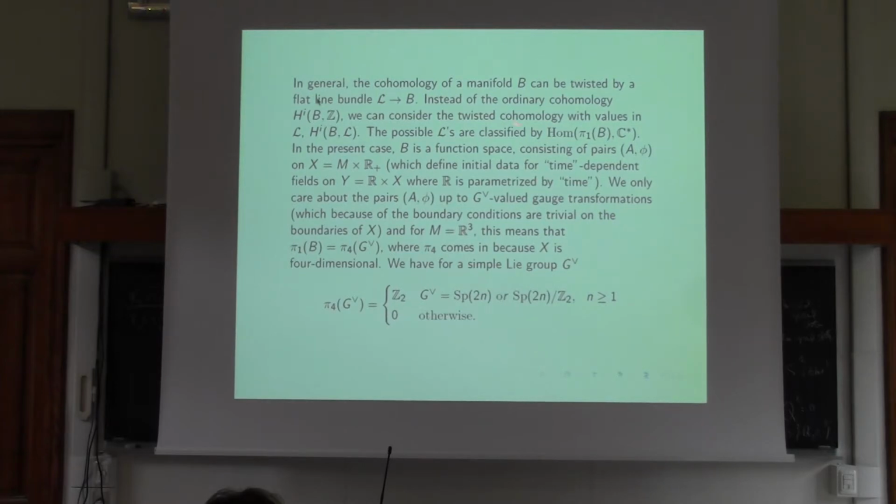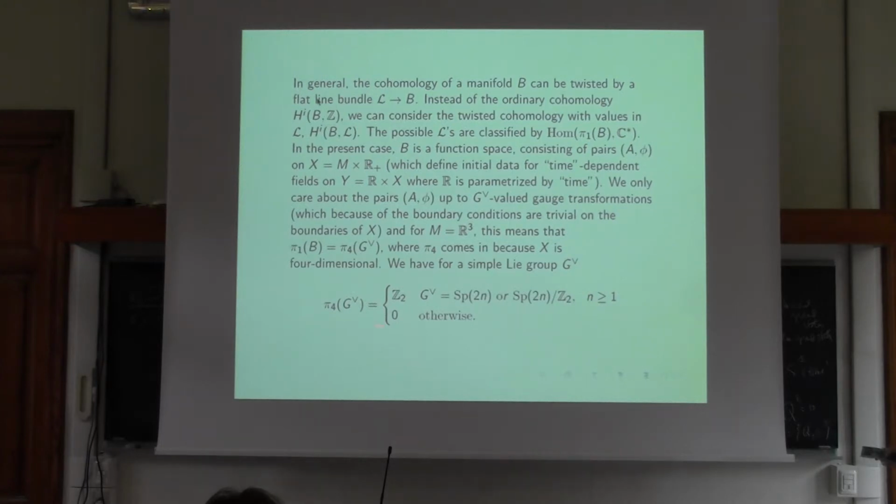In general, the cohomology of a manifold B can be twisted by a flat line bundle L. Instead of ordinary cohomology, we can consider the twisted cohomology with values in L. The possible L's are classified by homomorphisms from pi 1 of B into C star. In the present case, B is a function space consisting of pairs A and phi on a 4-manifold, modulo gauge transformations. And the boundary conditions tell us to only allow gauge transformations trivial on the boundary. And for M equals R3, it ends up that pi 1 of B is pi 4 of the gauge group, where pi 4 comes in simply because X is 4-dimensional.